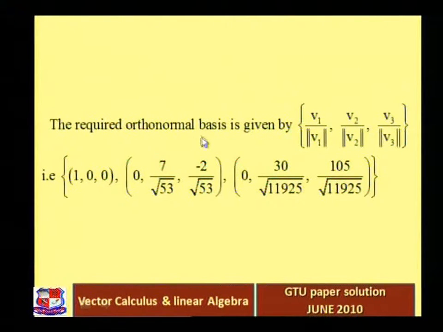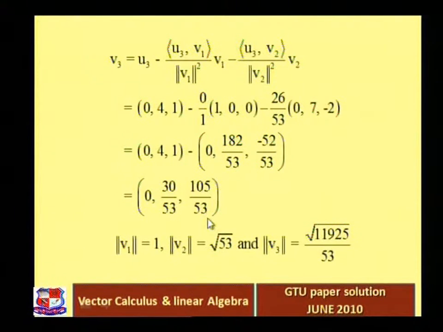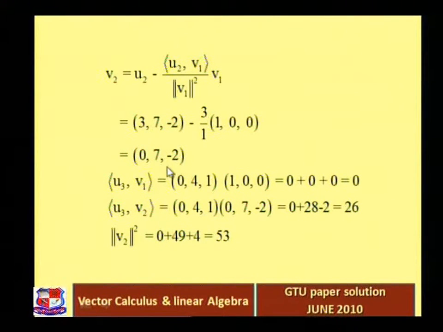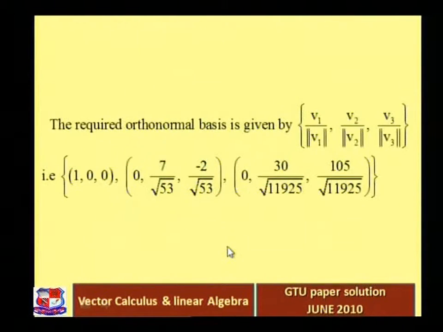So the required orthonormal basis is given by v1 upon norm v1, v2 upon norm v2, v3 upon norm v3. So finally you will get 1 0 0, right, then v2 is 0 7 minus 2 divided by under root 53, so you will get 0, 7 by under root 53 and minus 2 by under root 53. v3 upon norm v3 is 0, 30 divided by under root 11925 and 105 divided by under root 11925. So these three are the basis vectors.